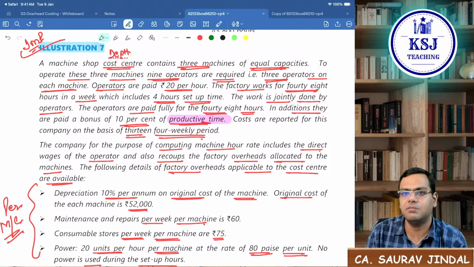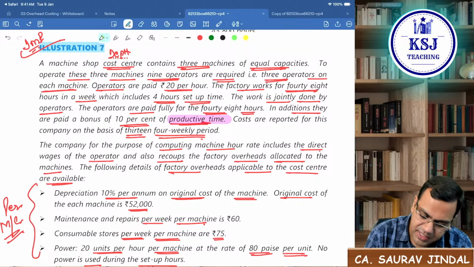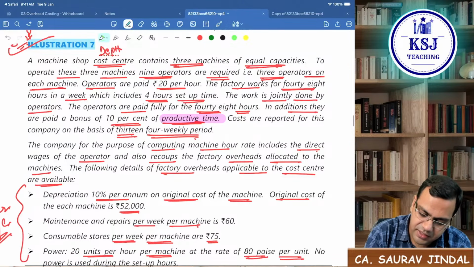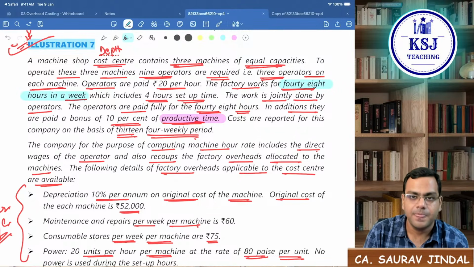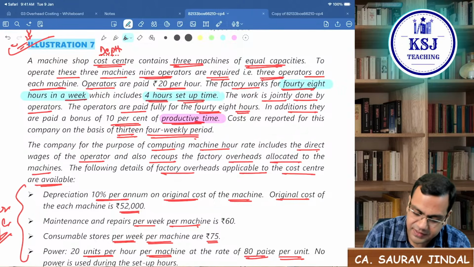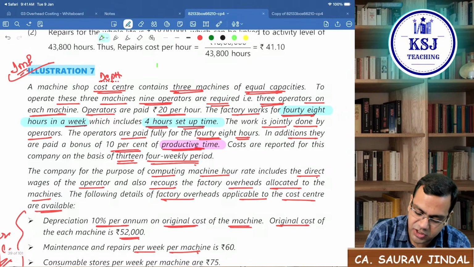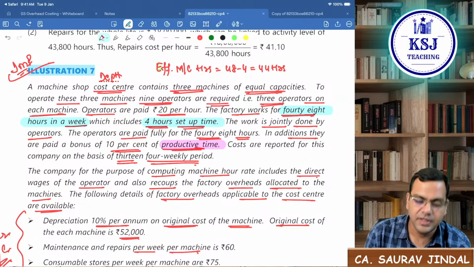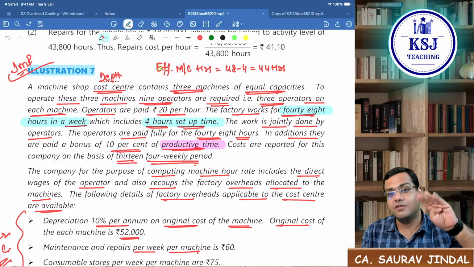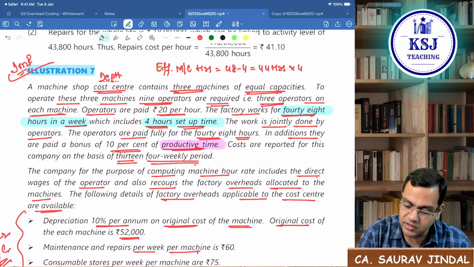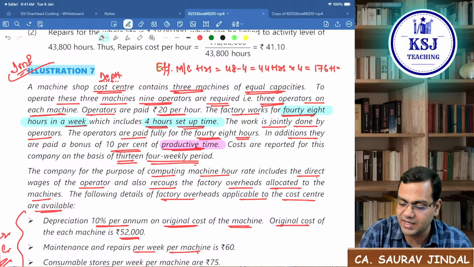Yes, sir. Very simple. Effective machine hour says, read this particular part: the factory works for 48 hours in a week, which include 4 hours of setup time. So what will be your effective machine hours? That is 48 minus 4, that is 44 hours. Isn't it? But this is for 1 week. What we need is to calculate it for 4 weeks. So it will be 176 hours.